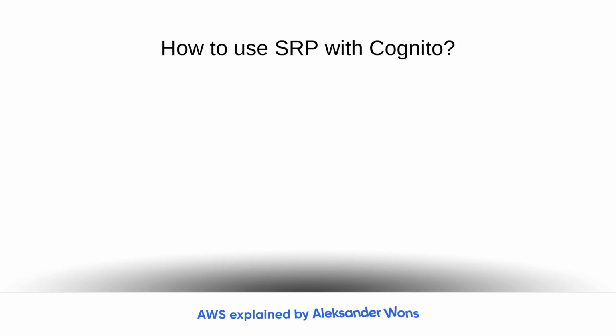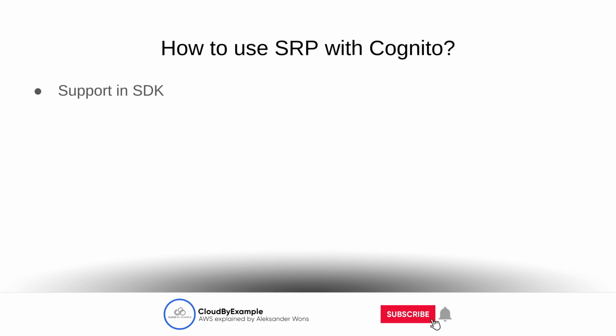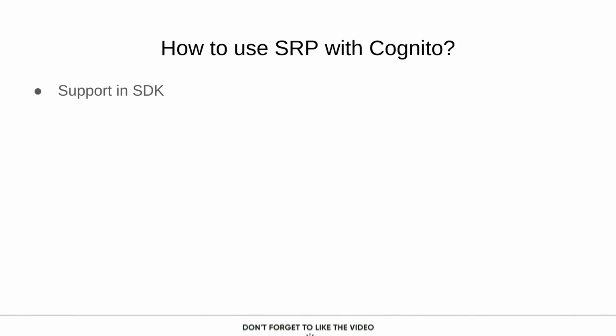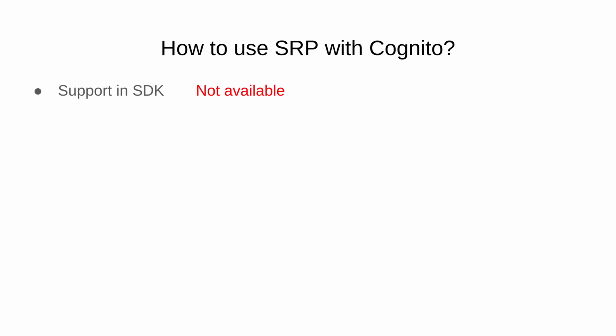Now, how do we use SRP with Cognito? The first idea that comes to mind is, okay, there is an SDK, so clearly there must be support for it in the SDK. And yes, you can trigger the authentication flow and Cognito will respond with a challenge. The problem is that you cannot really do all the calculations within the SDK.